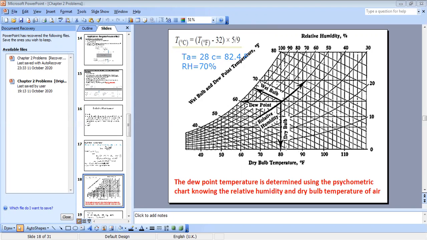Nearly here. Now, I will go upward with 82.4 until intersecting the 70% relative humidity. So how to find the 70% relative humidity? If you look here, this is the line of relative humidity. So this is 70. So this is the line of 70%. So your point of intersection between the two is here. This is the intersection point between the dry bulb of 82.4 and relative humidity of 70%.